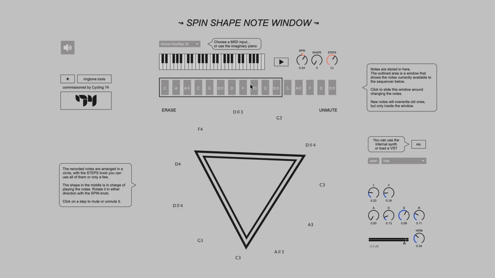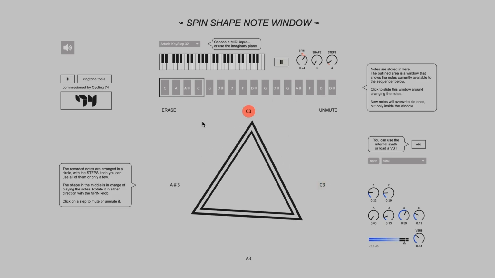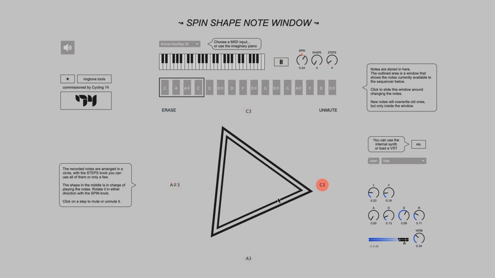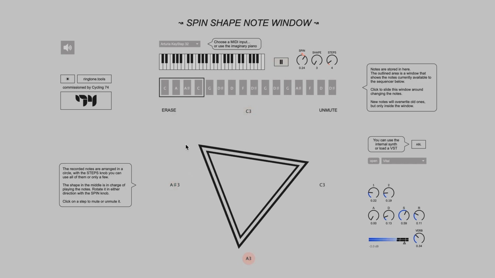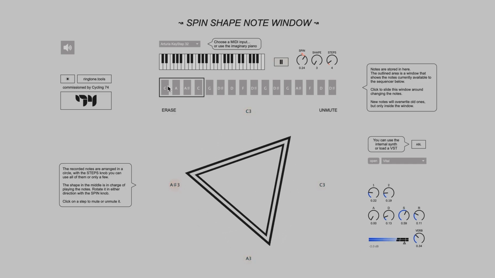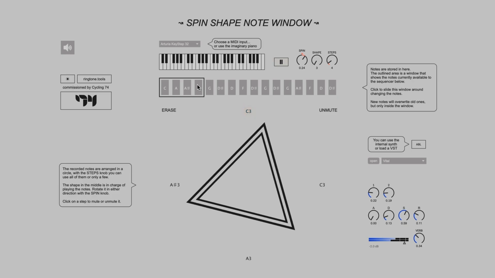Up above it is the other section, which is the note window. So you'll see that this is a bunch of letter names as well, 16 of them total. And then some of them are in this rectangular window. When you change the length of the sequence, it changes the size of the window. And you can see that these notes are the same notes that are being played by the sequencer. So this is like a subset.